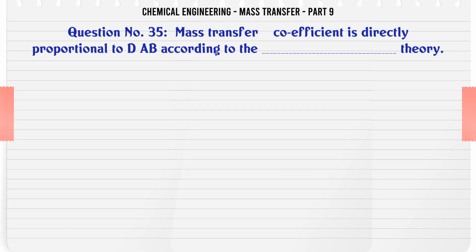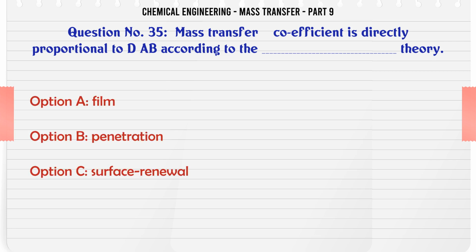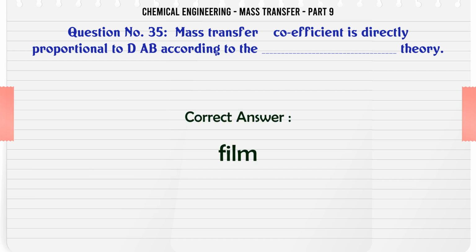Mass transfer coefficient is directly proportional to DAB according to the theory. A. Film, B. Penetration, C. Surface renewal, D. None of these. The correct answer is film.